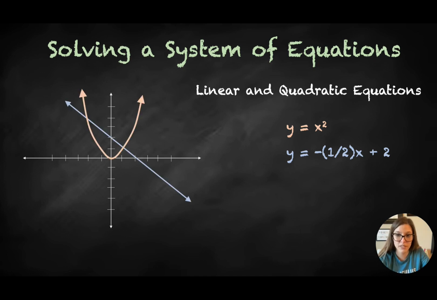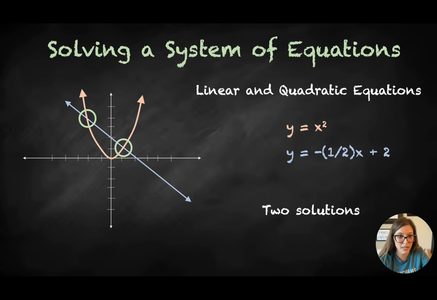When I graph both of these, you can see that there are actually two places where they cross, and these are the two solutions to this system of equations. When you have a system of equations that includes a linear and a quadratic equation, you can either have two solutions, you can have one solution, or you can have no solutions.